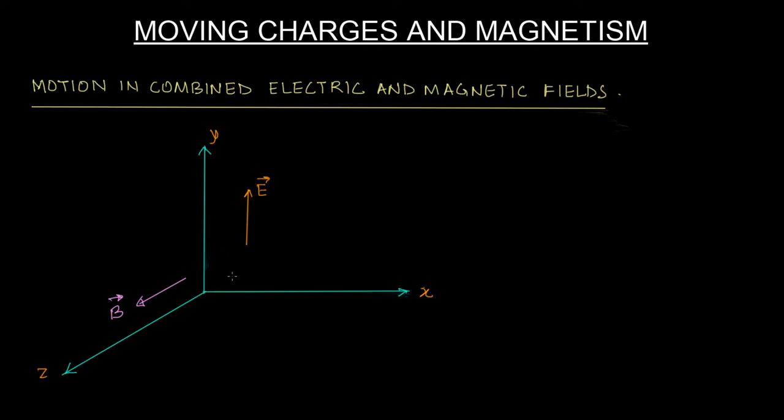Now I shoot a particle in the positive direction of x, a positively charged particle in the positive direction of x. So somehow this is the direction in which my particle is being shot. So it's that. Okay. Fine.